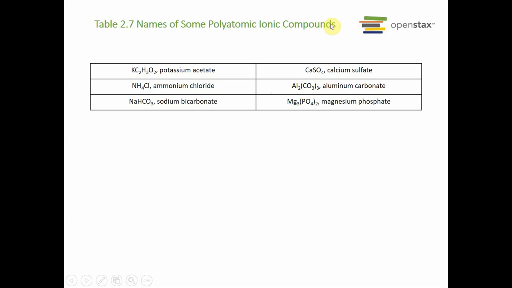Names of some polyatomic ionic compounds. Potassium acetate. So we don't say potassium carbide hydride oxide. No. This whole polyatomic ion has a name. It's acetate. So it's potassium acetate. Ammonium chloride, ammonium being the polyatomic, in this case, I'm sorry, polyatomic cation.